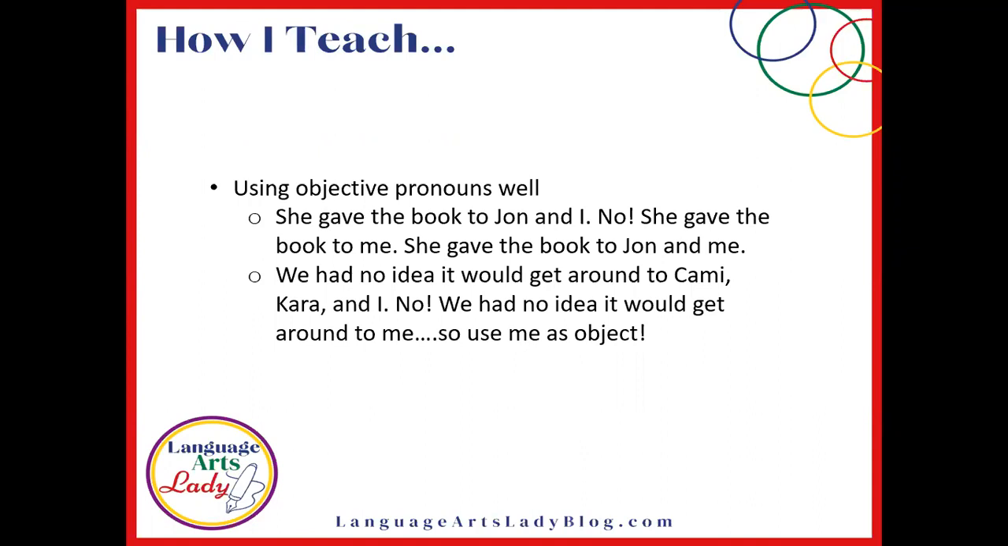Right? And this is where we always isolate. So I always say, she gave the book to John. She gave the book to I? Nope, that's not it. We need me. She gave the book to John and me, right?